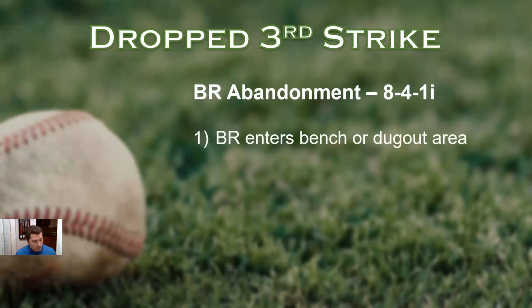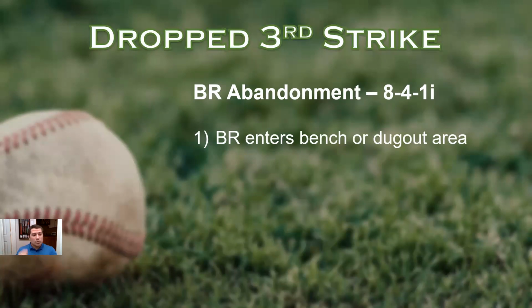So it says on a drop third strike, the batter runner gives up by entering the bench or dugout area, or with 2 outs does not attempt to reach first base before all infielders leave the diamond at the end of the half inning. So this gives us certain parameters on a batter runner abandonment, and they're pretty wide.